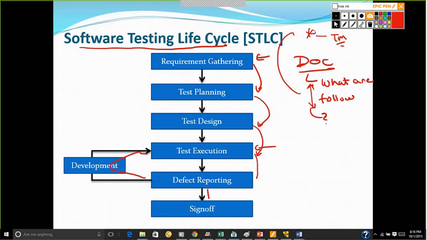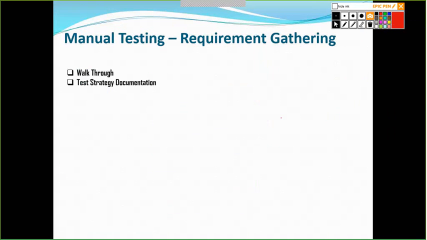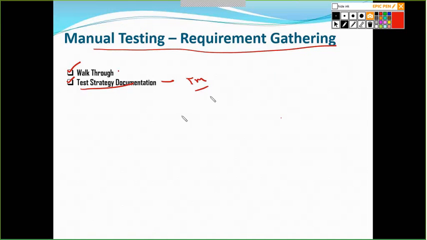Fine. Once we complete this, once we understand what the life cycle is, and when we start working on the requirement gathering, there are two things that you will do. You will hear two terminologies. One called the walkthrough, and the other one called the test strategy document. Test strategy document is prepared by the test manager, as I told you. But walkthrough is another important concept.